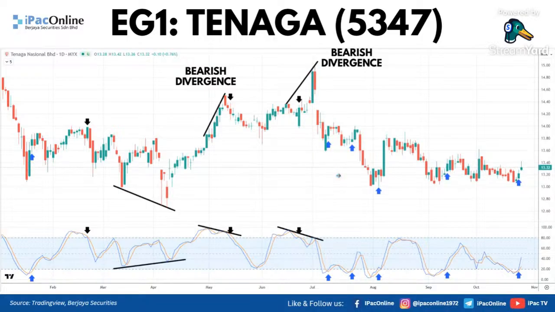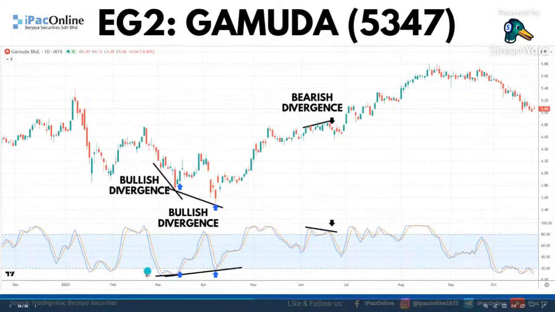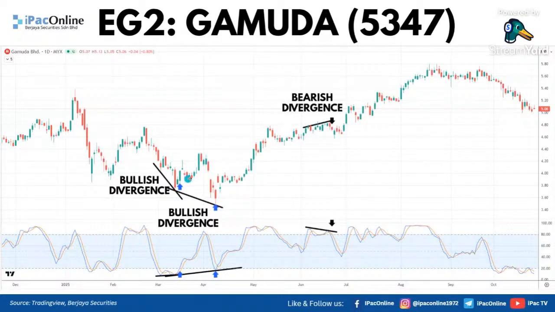Then we have Gamuda. The share price has been trading lower. As it continued to trade lower, if we look at the stochastic in March, it started to form a higher low. As it rebounded off the oversold area, we can see a small swing rebound, and it continued to trade lower.